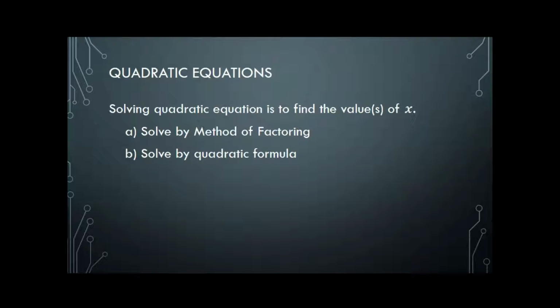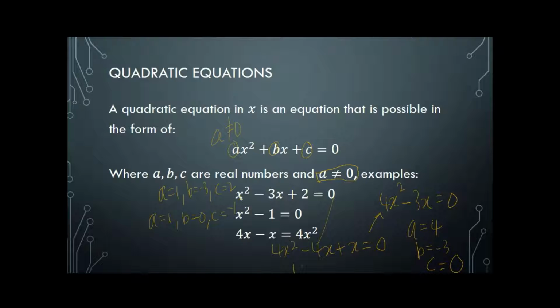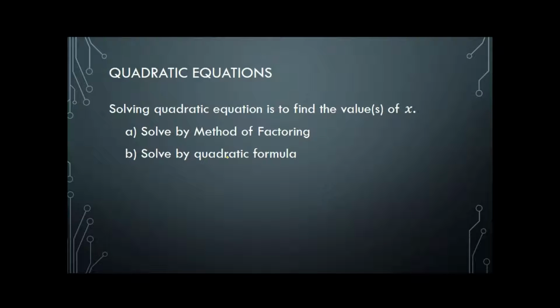Now, solving a quadratic equation means finding the value of x. For example, x squared minus 3x plus 2 equals 0. We want to find out what x is, so that when we take this value squared, minus 3 times the value, plus 2, we get 0. This is what we call solving the quadratic equation.